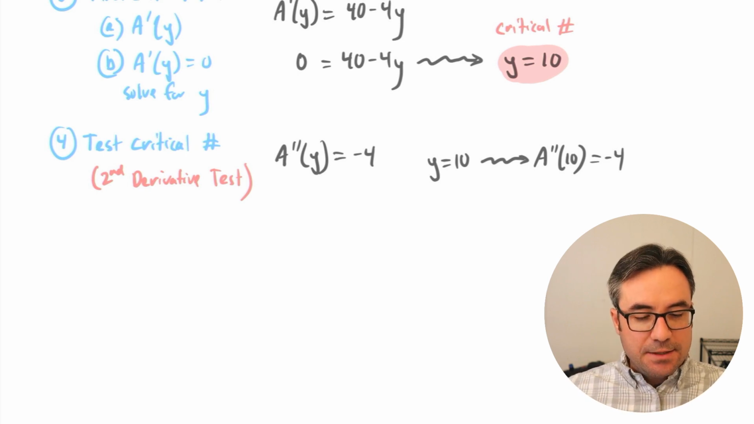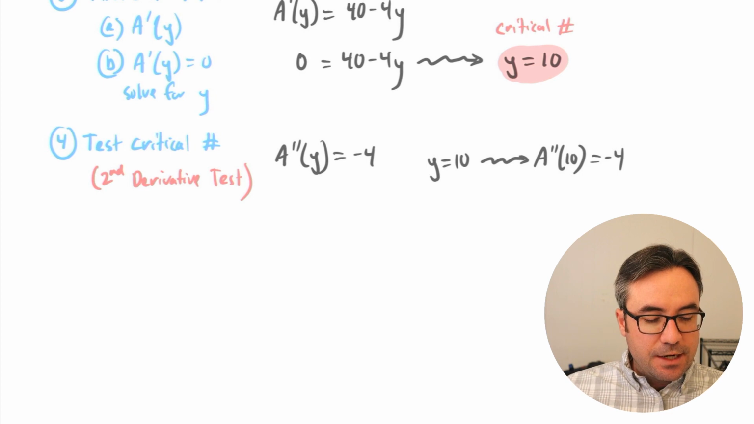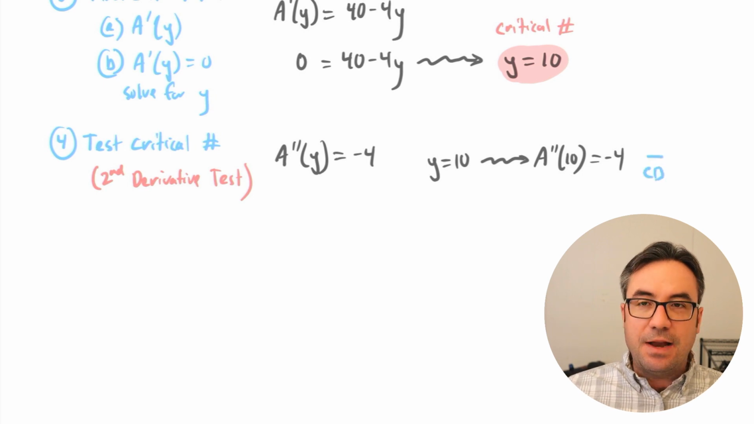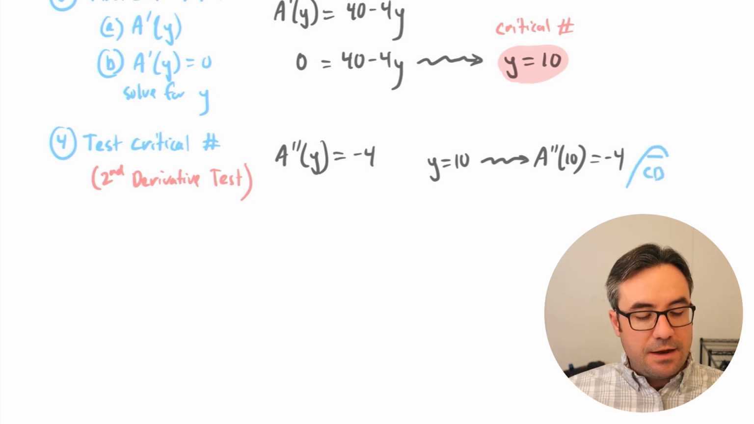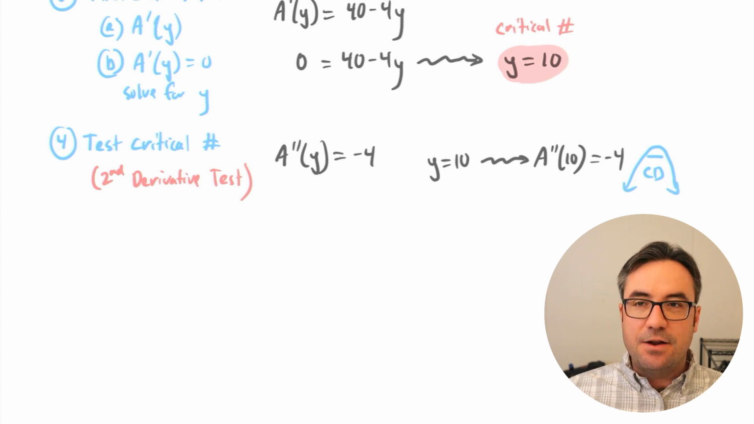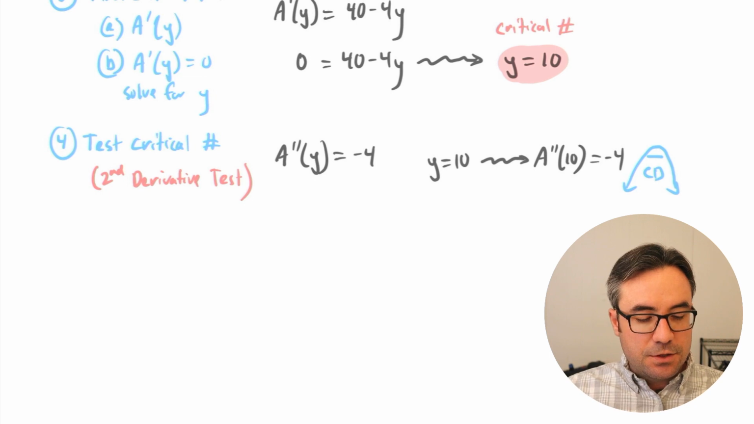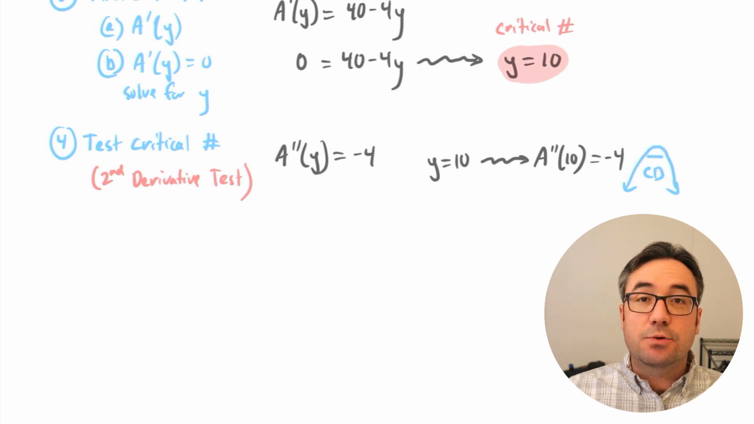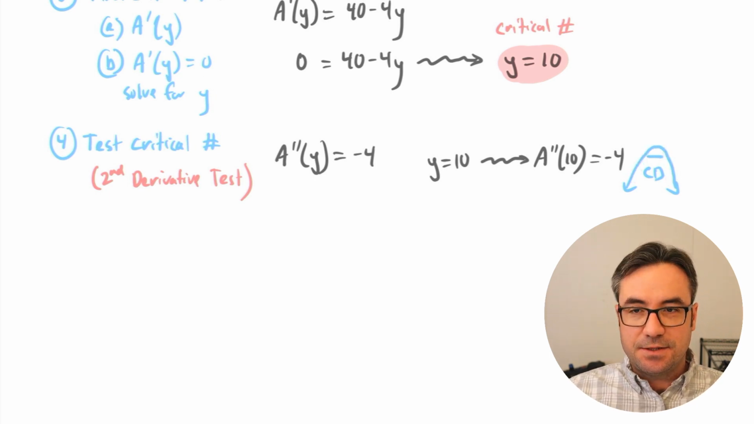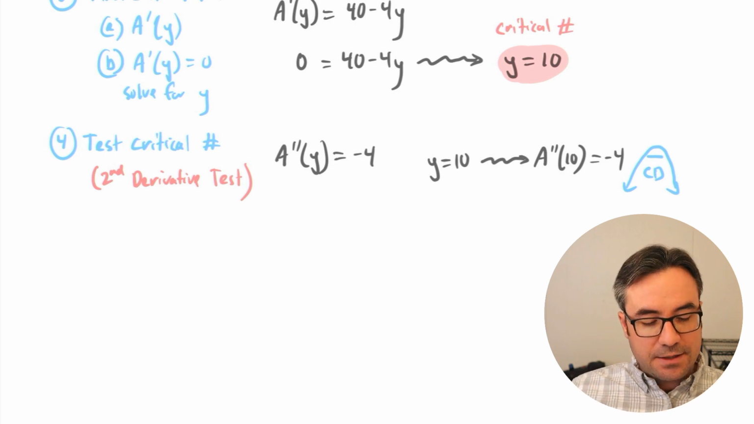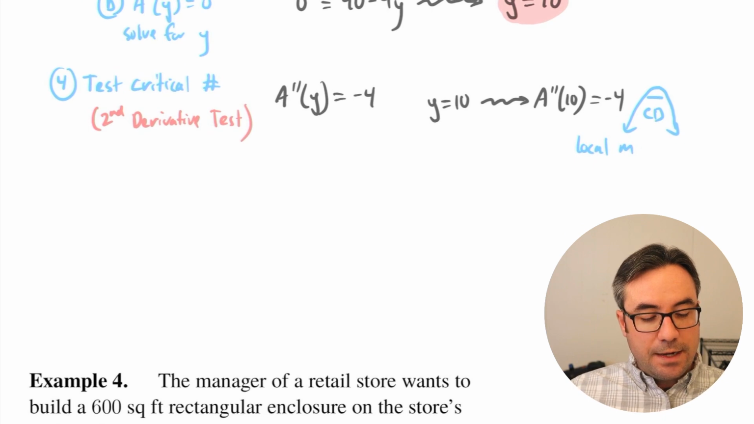And what that means is when our second derivative is negative, that means concave down. We draw our little concave down shape. And this kind of reminds us what the second derivative test tells. It looks like we have a high point, and that's precisely what the test actually tells us. So we have a local max at y equals 10.